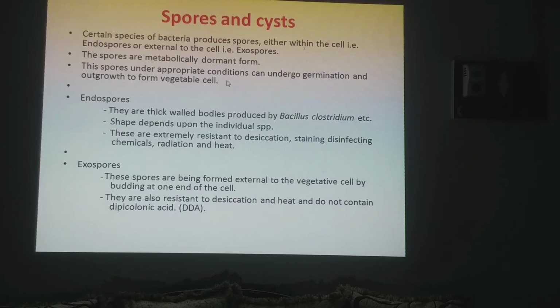Whenever these spores come under appropriate conditions, they start germinating again. These are of two types, endospores and exospores. Endospores are thick walled bodies, whereas exospores are formed external to the vegetative cell by budding, or at one end of the cell. So there are different types of endospores and exospores.